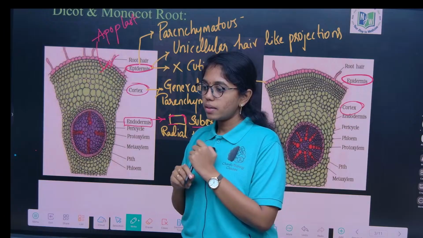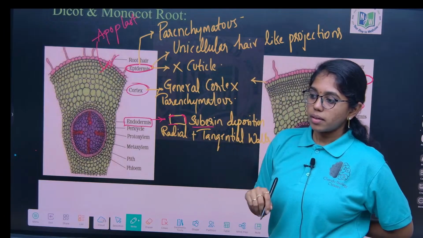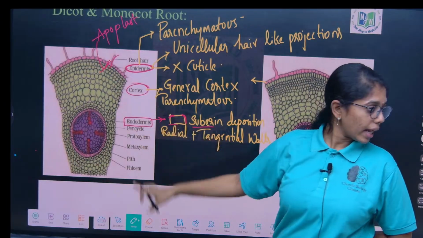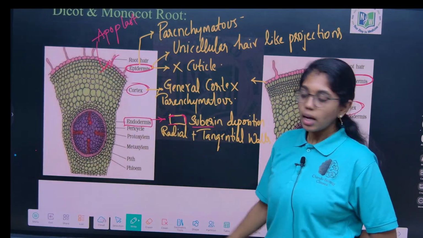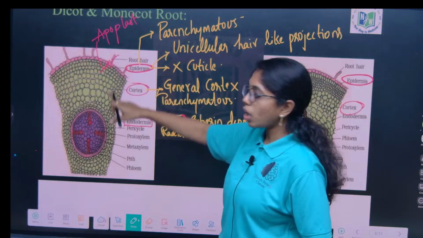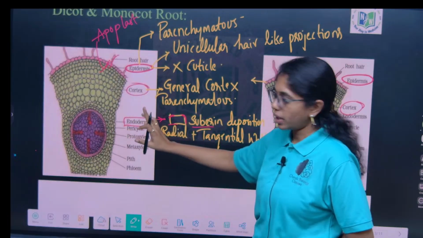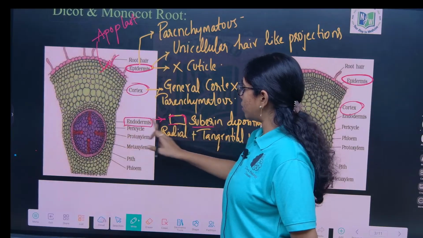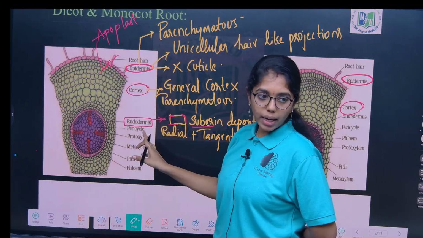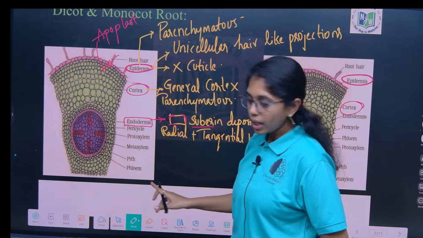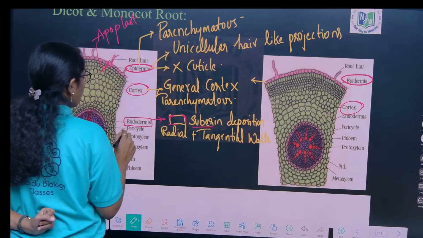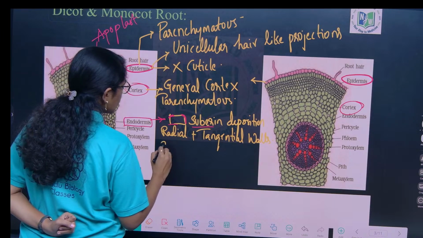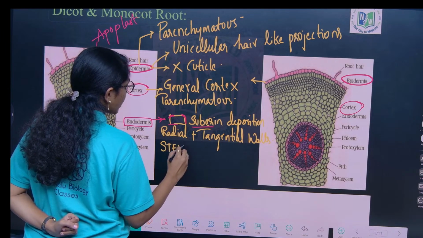Yes, yes, intracellular. Okay, clear? Any doubt till here, ma? No, right? And all the tissue component is what? Parenchymatous only. Epidermis, cortex, general cortex, endodermis. It is parenchymatous tissue which is present. And after this we have what? Pericycle, stellar region. After endodermis we have what? Stele. We call it as stele.